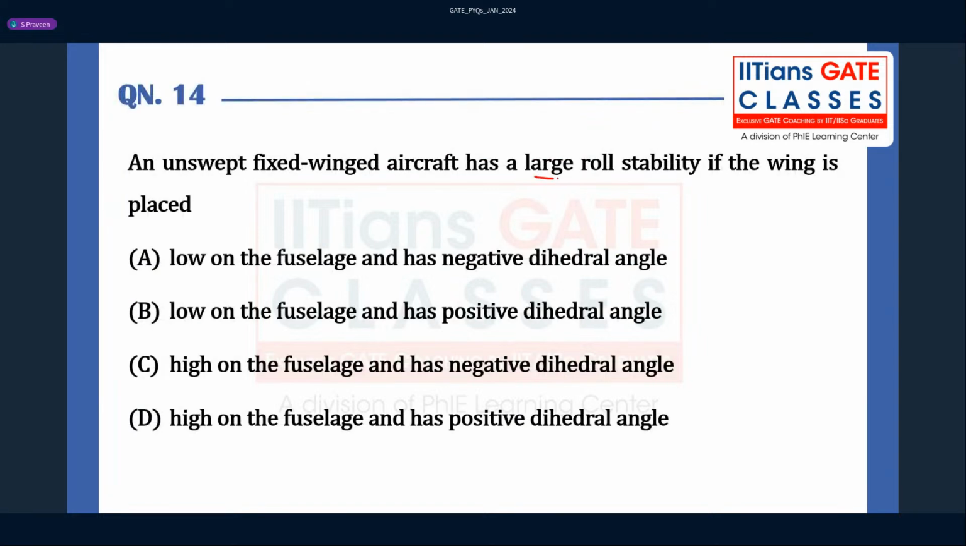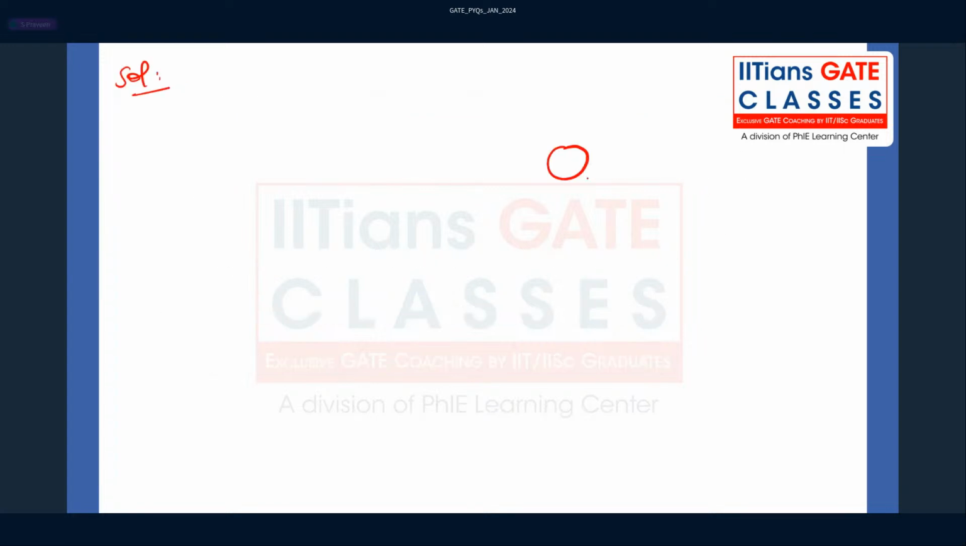Has a large roll stability. Let's underline these keywords first: unswept fixed wing aircraft, large roll stability. Okay. Now, if the wing is placed, let's say like this, so what happens is basically your roll stability is destabilized. This is from the theory.